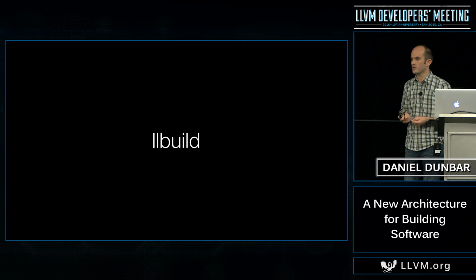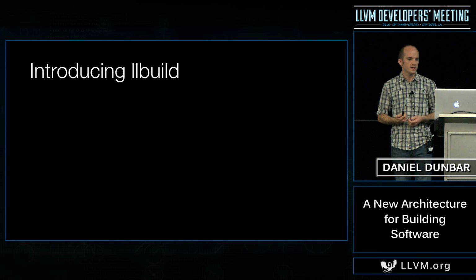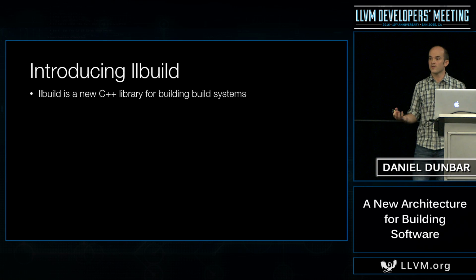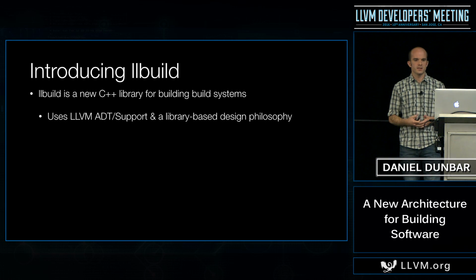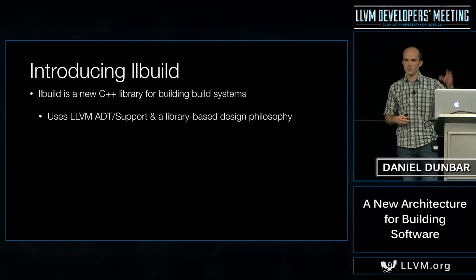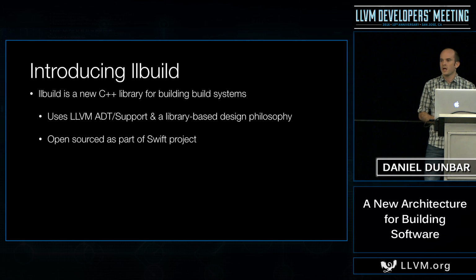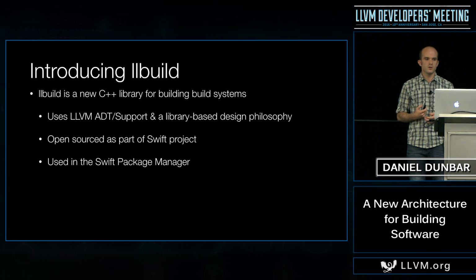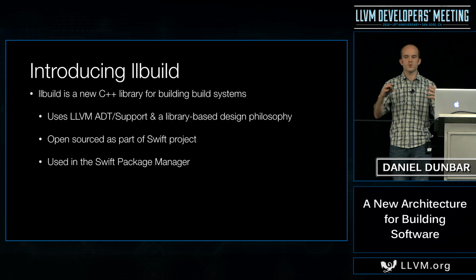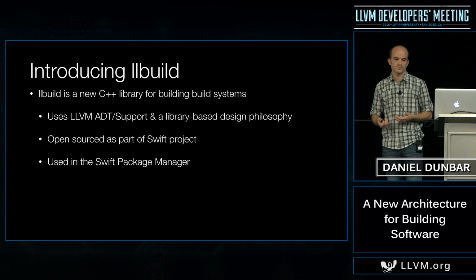and that thing was called llbuild. So llbuild is a new C++ library for building build systems. It stands for low-level build, and it uses LLVM's ADT and support libraries, and it follows the LLVM library-based design philosophy where you have a number of components that are layered on top of one another. And we ended up open sourcing this last year as part of the Swift project because we use it in the Swift package manager, where it provides its own internal build system.